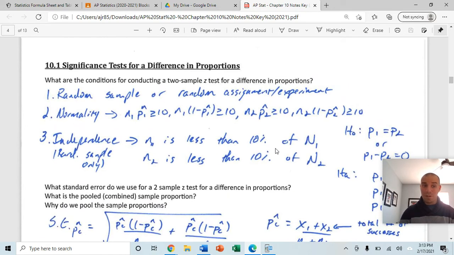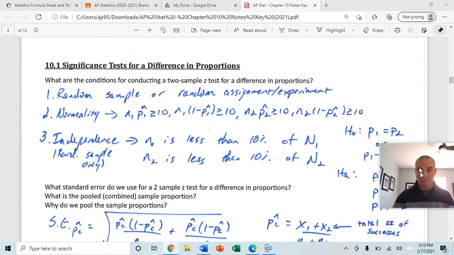Along those same ideas, we can create a significance test for the difference of proportions as well. So what are the conditions? Here's a hint: they look exactly the same as the conditions that we just saw. So random sample or random assignment in a randomized experiment. Check my normality condition for proportions: n times p hat greater than or equal to 10, n times (1 minus p hat) greater than or equal to 10, and then the same thing for your second proportion. Independence condition, have to check it for both. Are both of my sample sizes less than 10% of the population size when we're dealing with random sampling? In a randomized experiment, you do not have to check that.